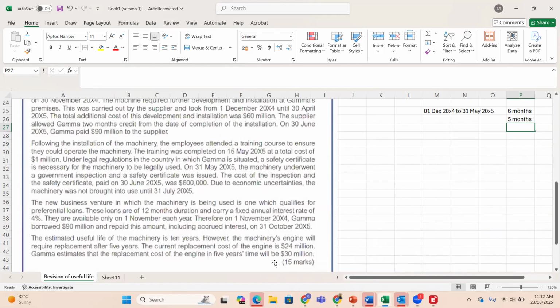And how much would be for others? We paid 90 plus 600,000 for the safety certificate also. So the total is 90.6 million. Correct? Out of 90.6, 24 million is engine. And the rest is other.